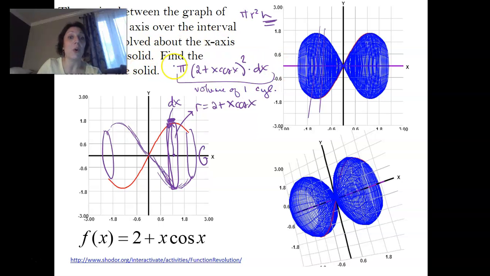I want the volume of the whole shebang. So I'm going to integrate that from where my first cylinder is, -2, to where my last cylinder is, 2. If you wanted to get fancy, you could go from 0 to 2 and double it. But it's as simple as that. We're going to write the volume of one cylinder, integrate to find the rest of them.